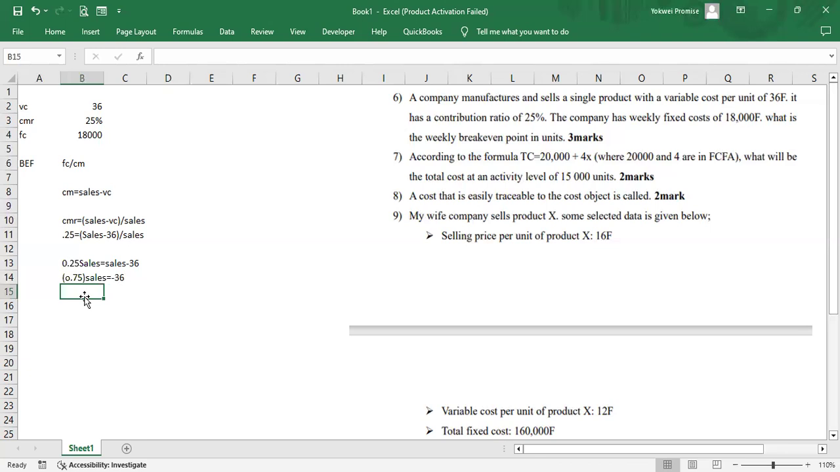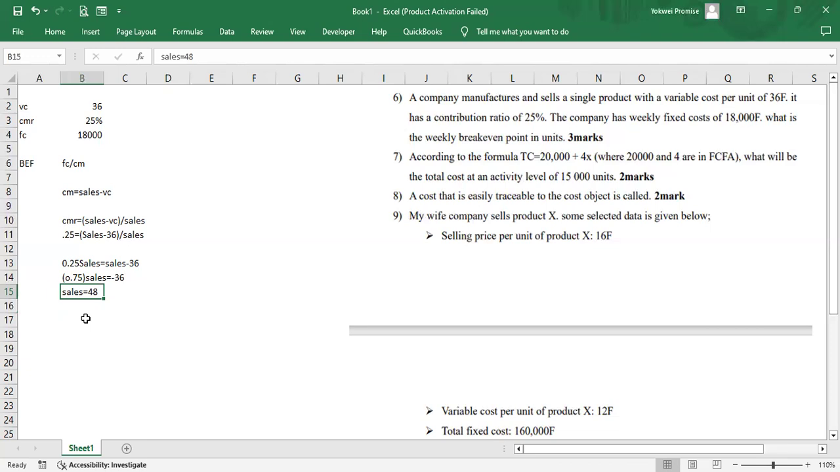S is equal to... the sales is how much? 48,000 or 48 francs. The value of S is 48. Okay, 48 only? Yes, sir. So this is our sales per unit, right? Yes, sir. This is our sales per unit.